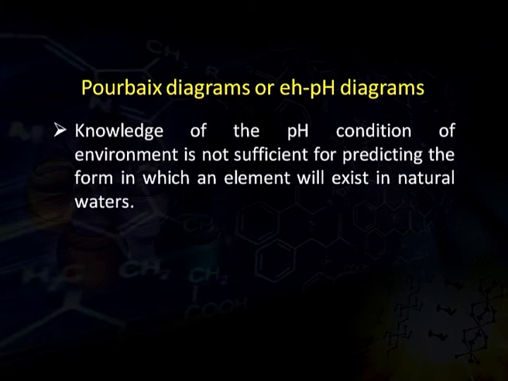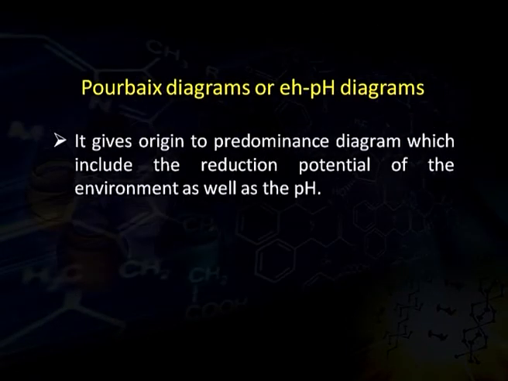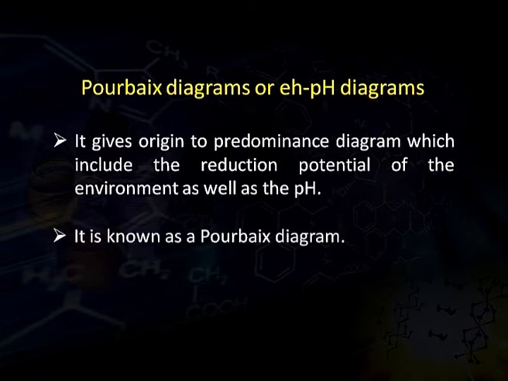Knowledge of the pH condition of the environment is not sufficient for predicting the form in which an element will exist in natural water. It must also be taken into consideration whether the aqueous environment is well aerated, that is oxidizing, or polluted with organic waste, that is reducing. The Pourbaix diagram gives rise to the predominance diagram, which includes the reduction potential of the environment as well as the pH value. It is known as a Pourbaix diagram, the Eh-pH diagram.